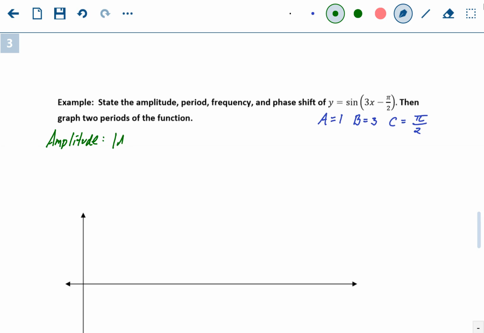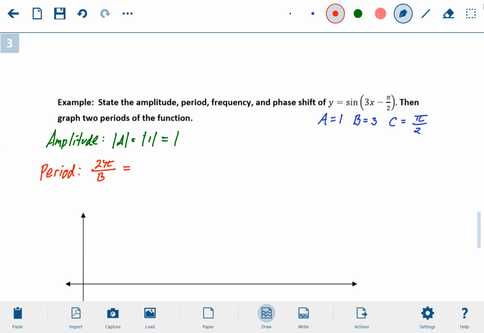So we'll start by finding the amplitude. The amplitude is the absolute value of A. The absolute value of 1 is just 1. The period, 2 pi over B. Our B value is 3, so it's going to be 2 pi over 3.